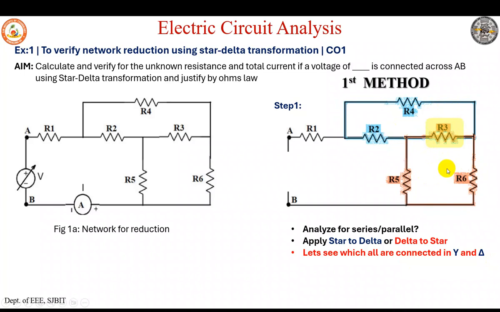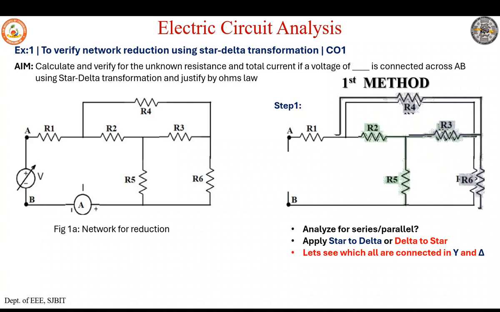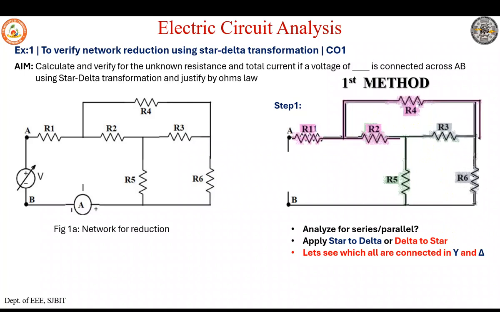That is, we cannot convert delta to star simultaneously for these two loops or meshes because R3 is in common. Now, how does this appear? This appears in star. How does this appear? This also appears in terms of star. How does this appear? This also appears in terms of star. Thus, we have two delta elements and three star elements.